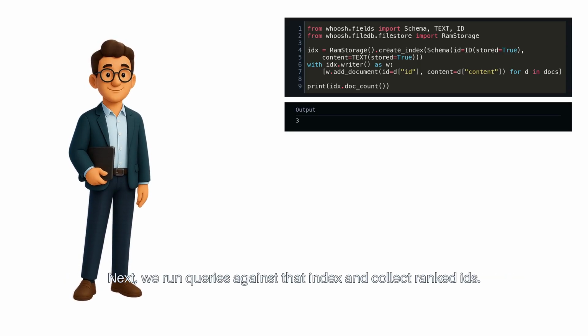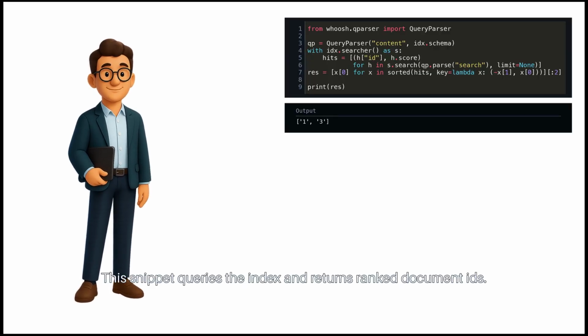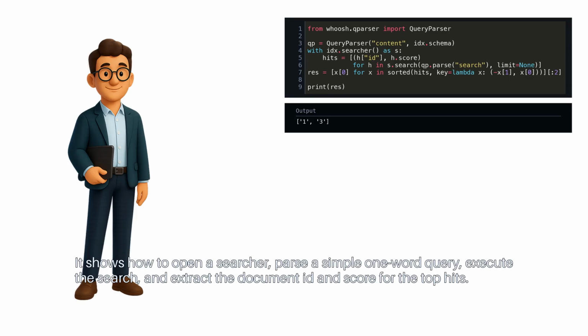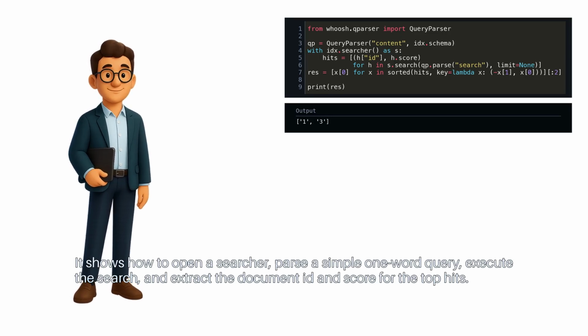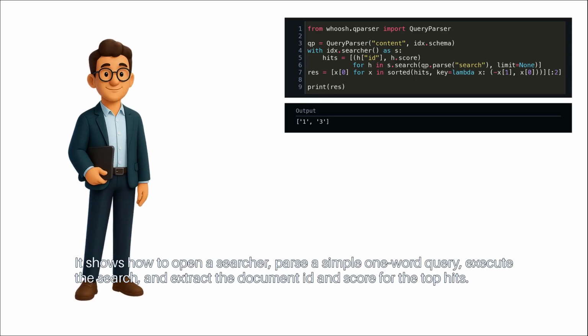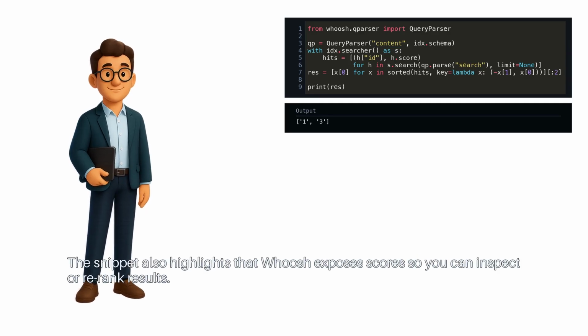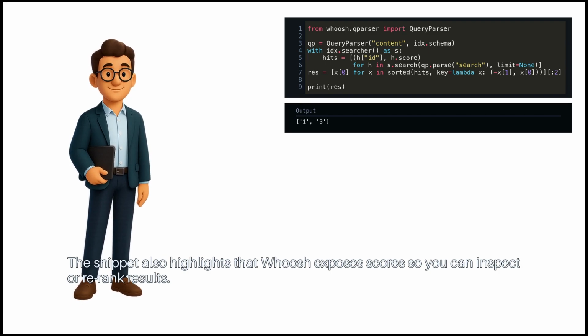Next, we run queries against that index and collect ranked IDs. This snippet queries the index and returns ranked document IDs. It shows how to open a searcher, parse a simple one-word query, execute the search, and extract the document ID and score for the top hits. The snippet also highlights that Whoosh exposes scores, so you can inspect or re-rank results.